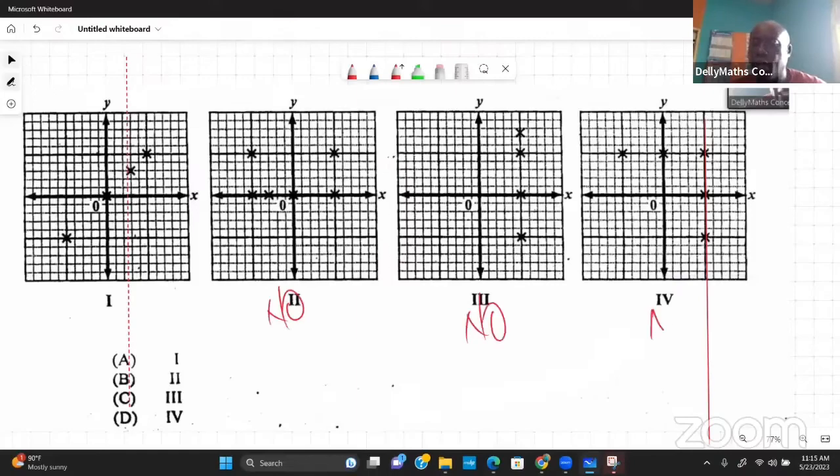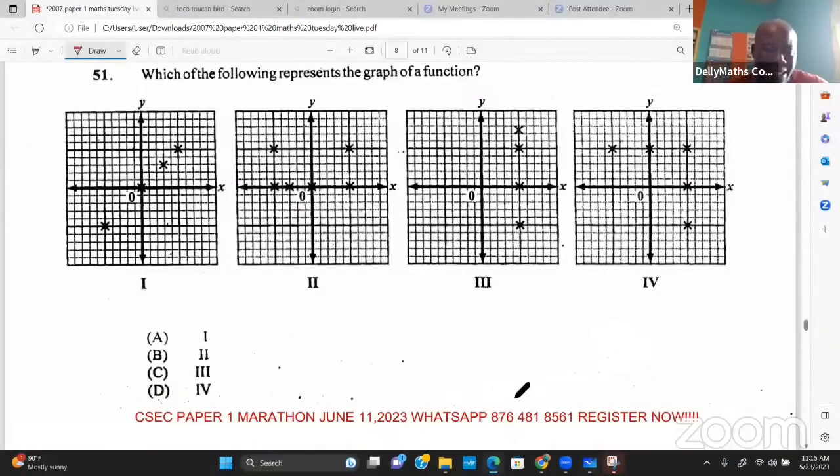So this is no function. No, it's not a function. No, it's not a function. Yes, it is a function because it only touched 1 point at a time when I have that vertical line. So the answer is A. So vertical line test is very good to test to see a function, right? Vertical line test, remember that.